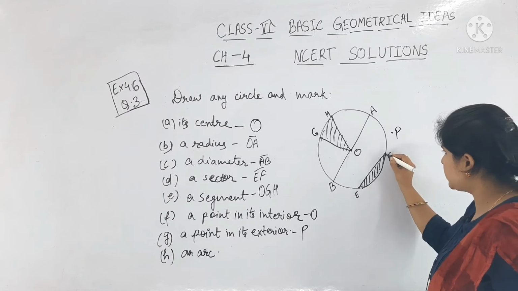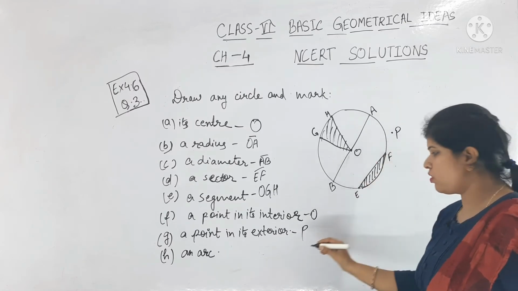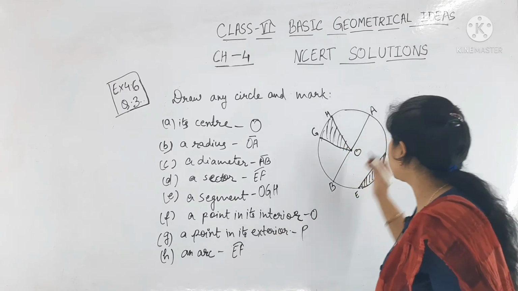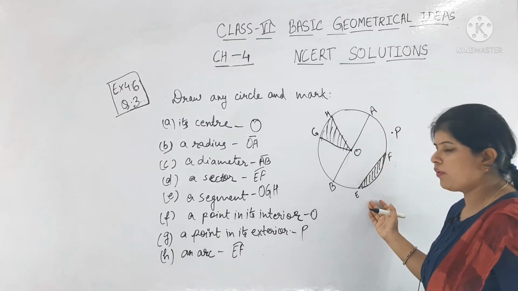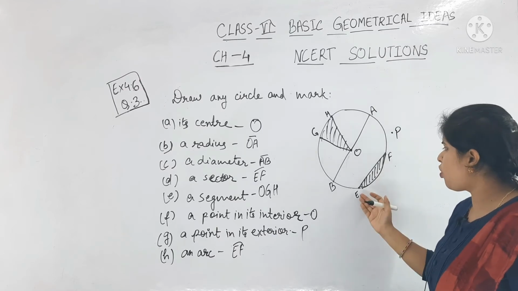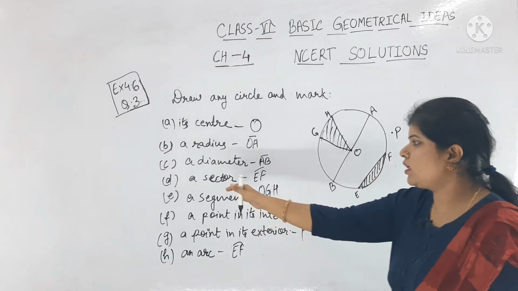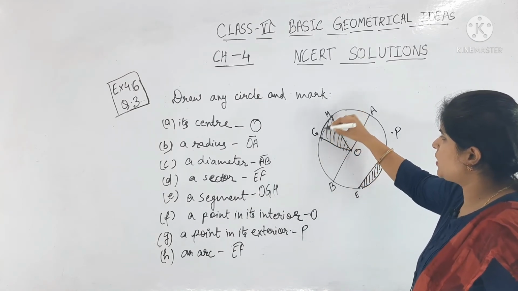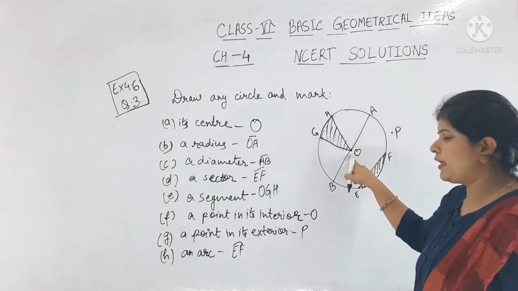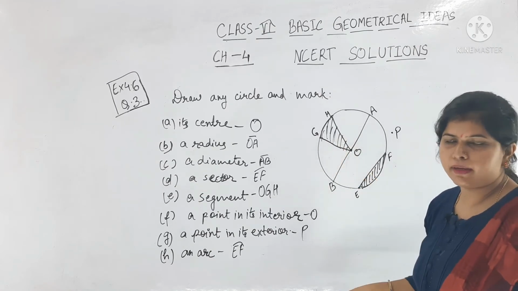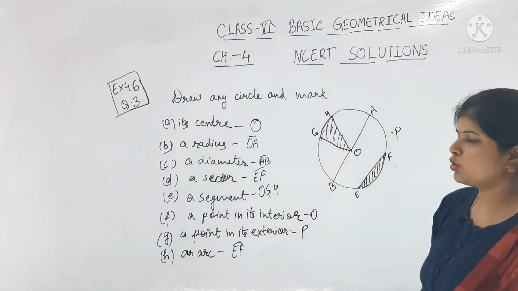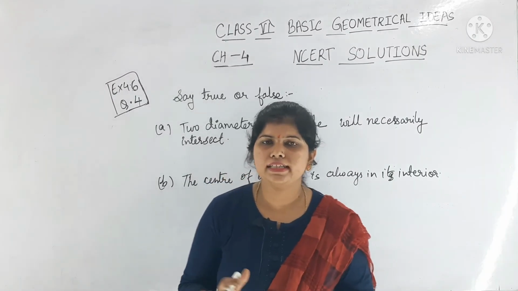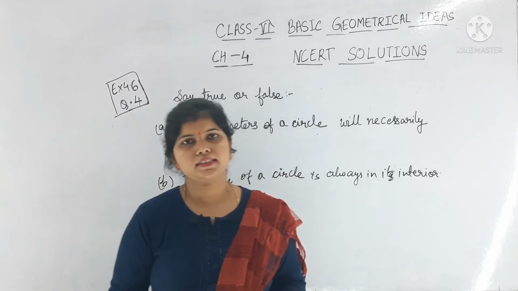An arc, you can see this is an arc E and F. So an arc EF you can write, or you can make another also. I had already made EF as an arc and one chord. So the shaded portion is a sector, and this one arc GH shaded portion joining with point O is the segment. So this is question number 3.